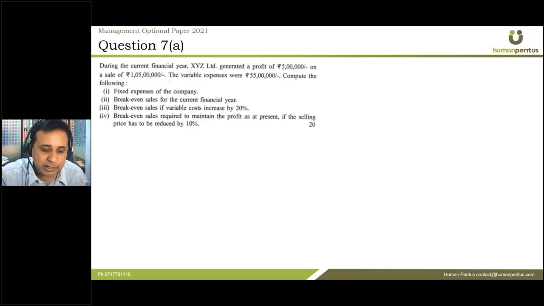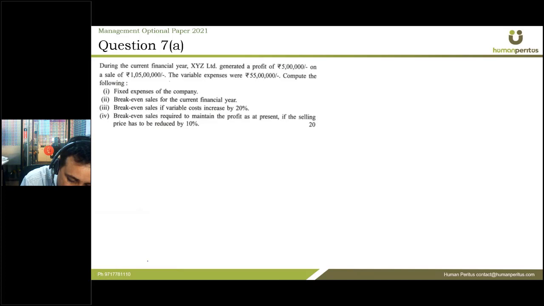Question number 7, part A. During the current financial year, XYZ generated a profit of 5 lakh rupees on a sale of 105 lakh rupees. The variable expenses are 55 lakhs. Compute the following. Okay. So guys, what we have been given?